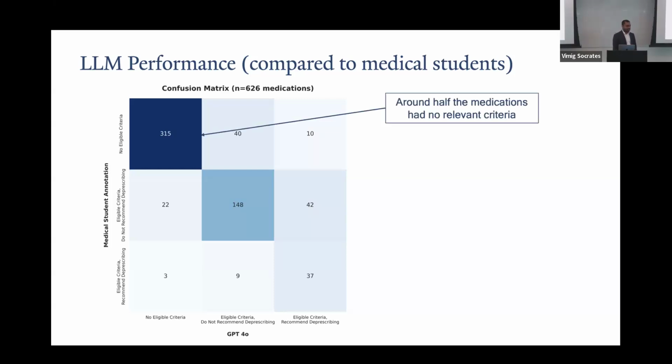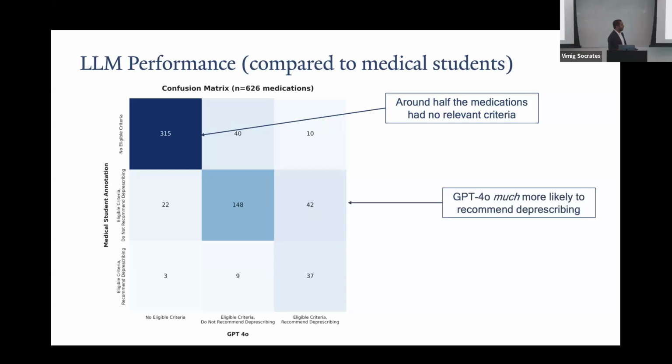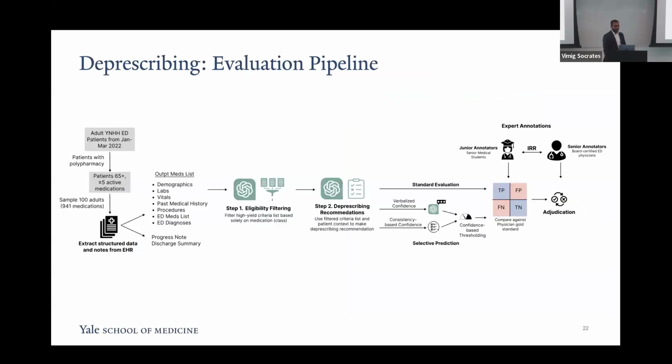When we look at this, one of the things we notice is that a lot of the medications, slightly over half, don't have any relevant criteria at all. So there's a fairly small number that we are actually looking at that reasoning process with. In that reasoning process, the GPT model is far more likely to recommend deprescribing when compared to the medical students. You can see this 42 number versus the inverse of that, where medical students believed that a recommendation of deprescribing was important when the GPT model disagreed. I think we have some hypotheses as to why that might be the case based on that cognitive lens that I'll talk about in a little bit.